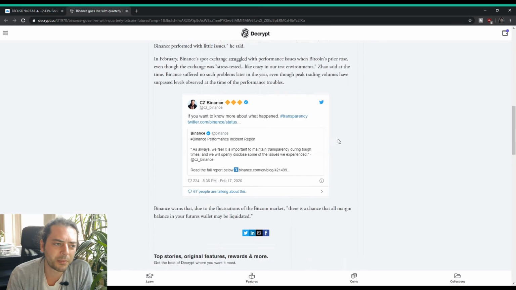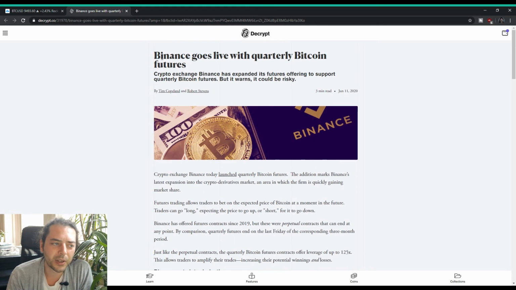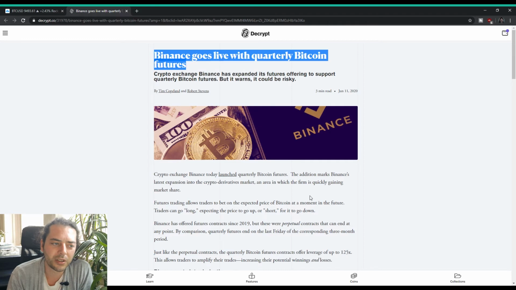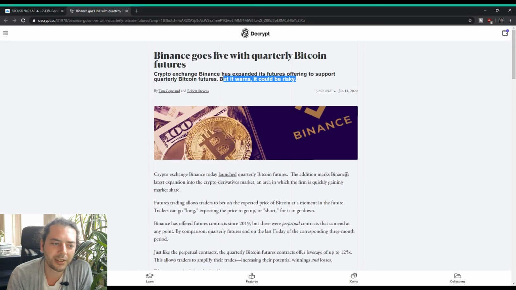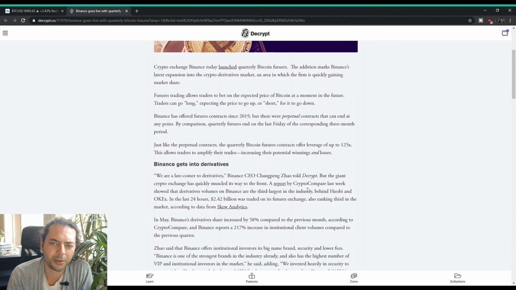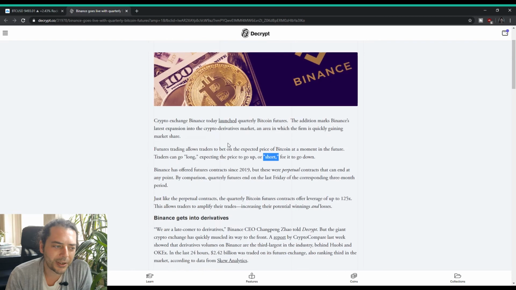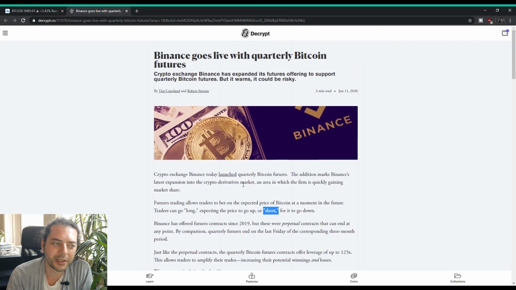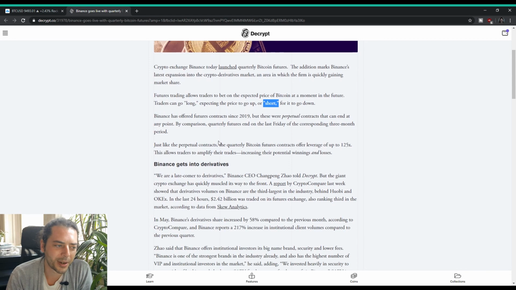Well, let's just do what some people do and take a look at some news real quick. Binance goes live with quarterly Bitcoin futures. It warns it could be risky. Lol, crypto trading risky. Who would have thought that? No way is it risky. Traders can go long, expecting the price to go up, or go short for it to go down, says this amazing article by decrypt.co. Who wrote this one? Written by Tim Copeland. Well, Tim, you're coping well with this one, with these big words like long and short.